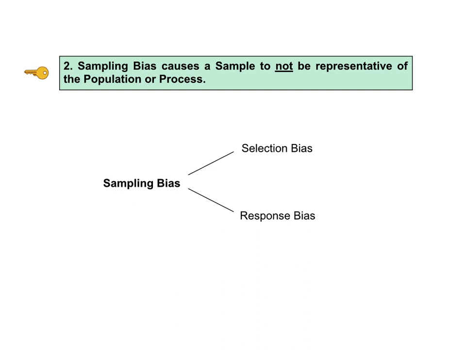In addition to sampling error, sampling bias is the other thing we need to avoid or minimize. Key number 2 says sampling bias causes a sample to not be representative of the population or process. And sampling bias is further divided into 2 different types, selection bias and response bias.